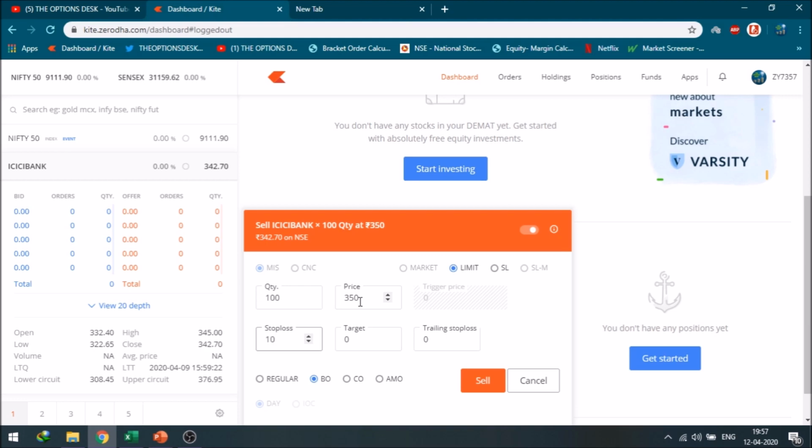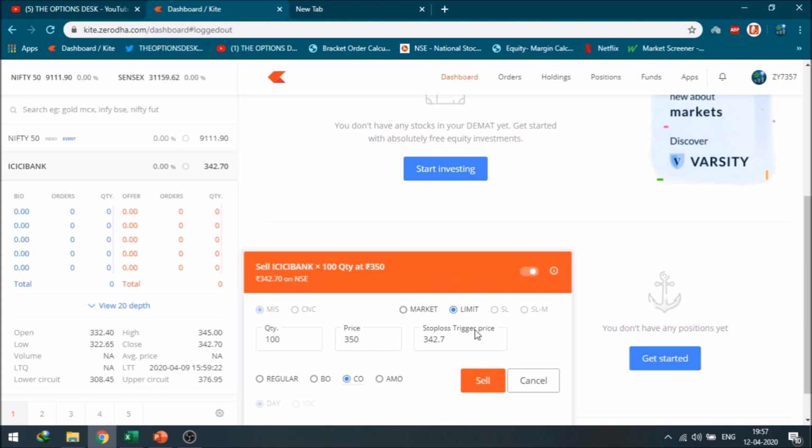Okay, so now my target, what target am I keeping? Let's say I'm keeping 20. So what will be my exit points? When the price moves to 330, I will exit with around 2000 rupees profit, that is 20 points on the 100 quantities that I have bought. So that is the bracket order I have already explained. Now let's go to the cover order directly.